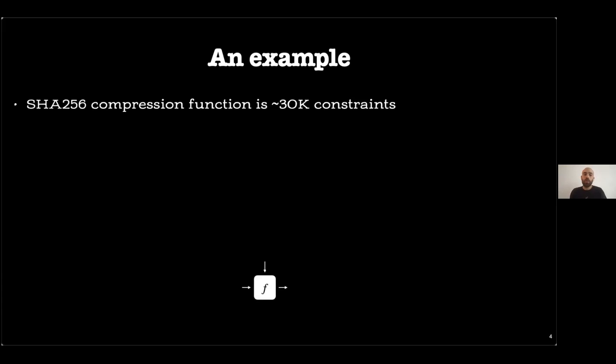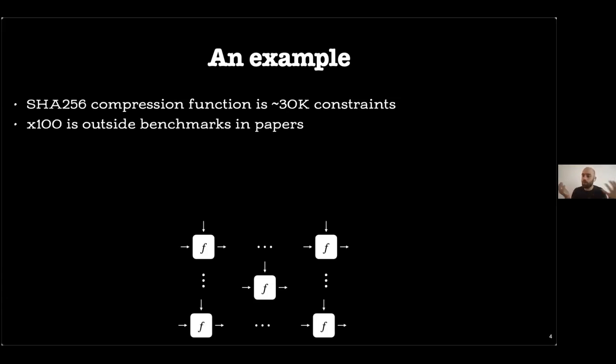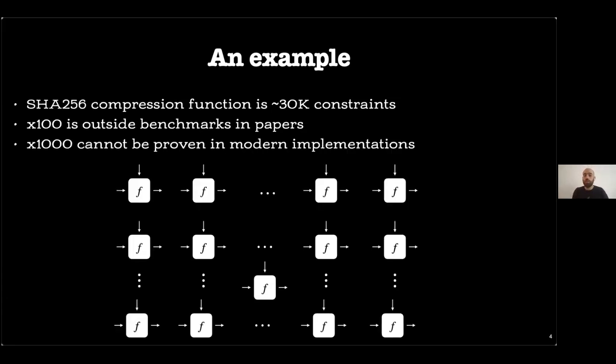As an example of why we're interested in these sort of problems, take, for instance, a compression function for SHA-256. This is around tens of thousands of gates. If you do it 100 times, because maybe you're checking a bunch of Merkle trees, then you're already outside benchmarks that happen in papers. If you do it 1,000 times, then you are far outside what can be handled by modern implementations. And this is the case, for instance, of zk rollups, where you have to verify a lot of transactions at the same time, then you clearly have a very large circuit. And it's not clear how to do it in practice.